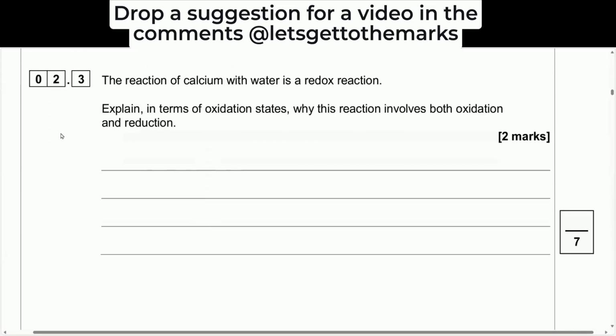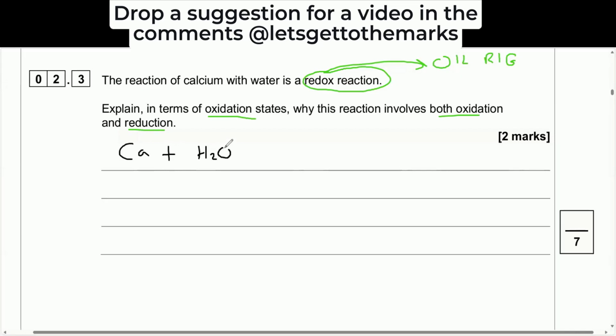Okay, let's go down to the last part of this question, which is 2.3. The reaction of calcium with water is a redox reaction. Explain in terms of oxidation states why this reaction involves both oxidation and reduction. So you all know OIL RIG. Oxidation is loss of electrons. Reduction is gain of electrons. This is a good way to remember what redox means.